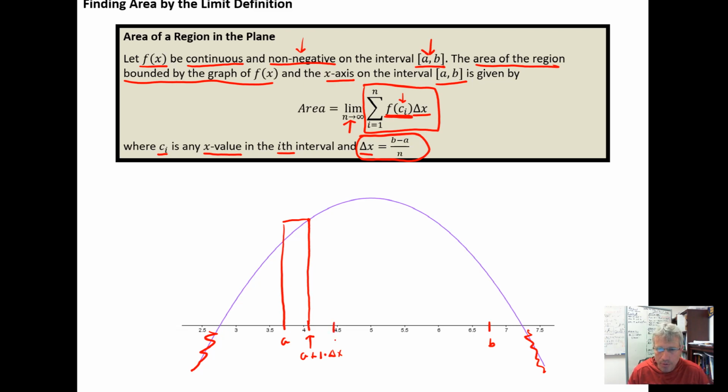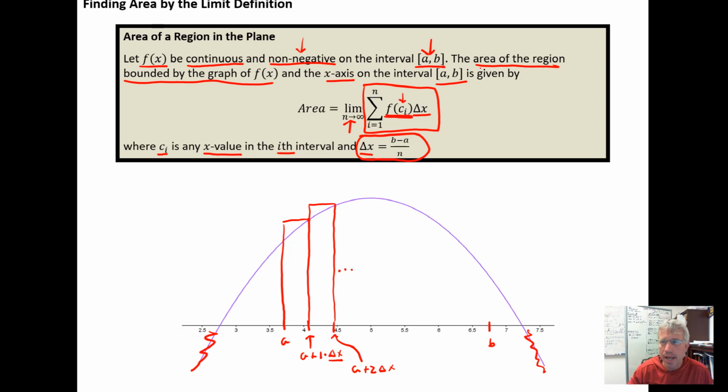And then we would need a second tick mark. This would be the second number on the x-axis, and this would be A plus the change in x twice. So it would be A plus 2 times delta x, and then we would draw up to the curve from there, and then over to the left and down to the previous bound. And we would keep drawing these in.